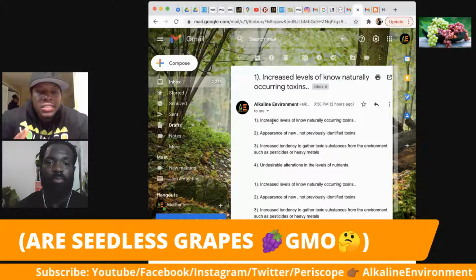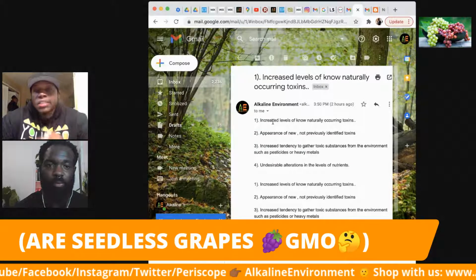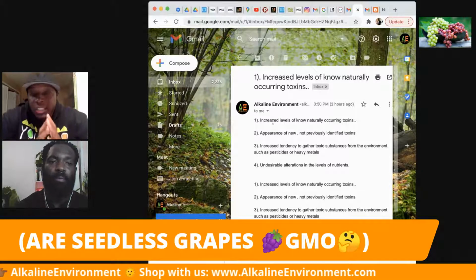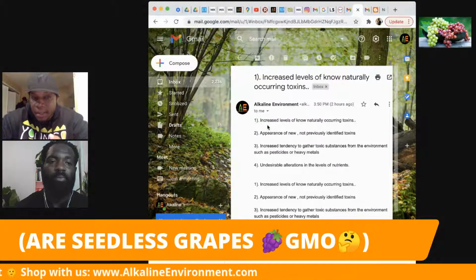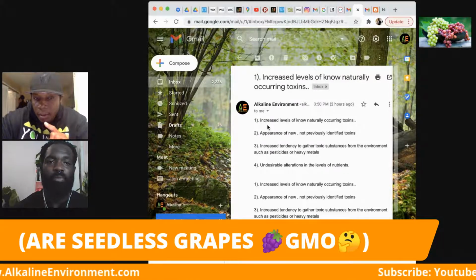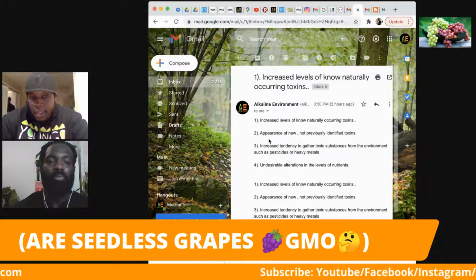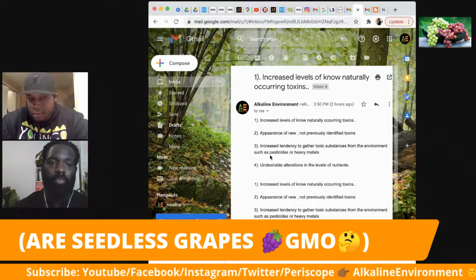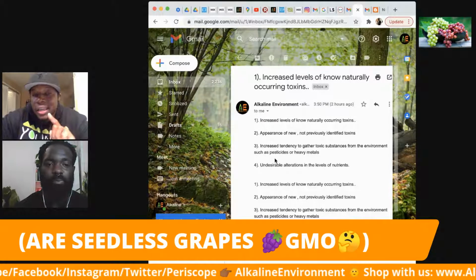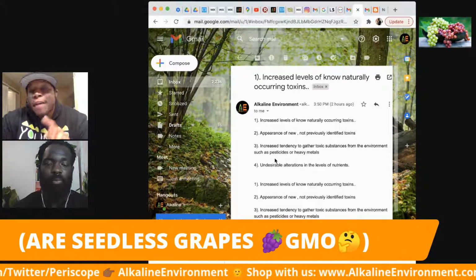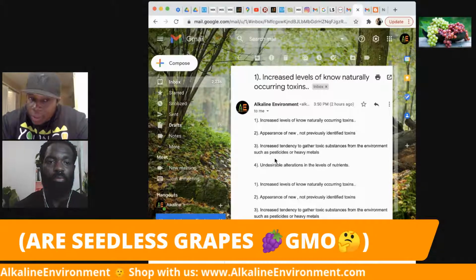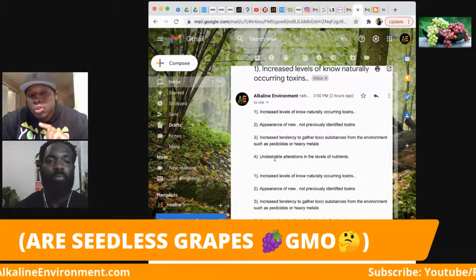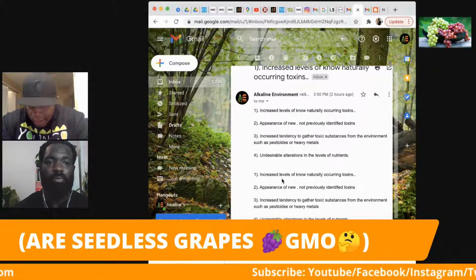But these are some of the things to my left. This is what GMOs can possibly cause. It can possibly cause increased levels of known, naturally occurring toxins. It can also cause the appearance of new, not previously identified toxins. It can increase the tendency to gather toxic substances from the environment, such as pesticides or heavy metals. It can also cause undesirable alterations in the levels of nutrients, like you pointed out.